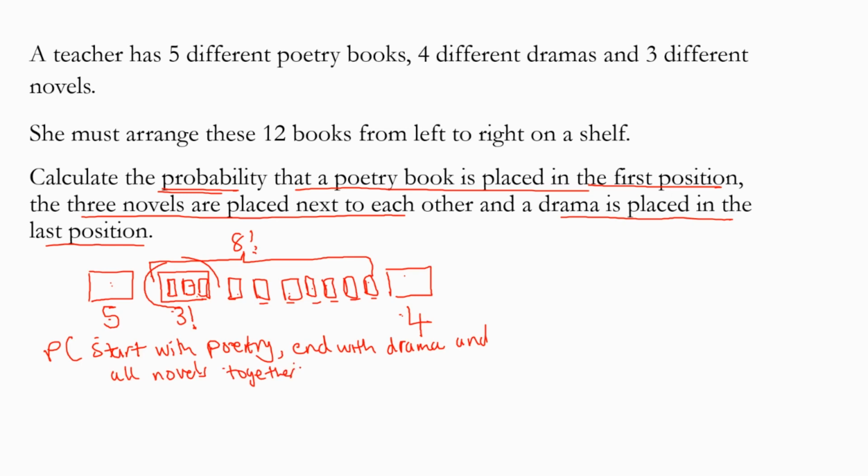Right, what is the probability there? We're saying it's going to be 5 times 3 factorial times 8 factorial times 4, all this divided by 12 factorial, remember, okay? Right, and then it becomes 1 over 99. That's how you find the probability, okay?